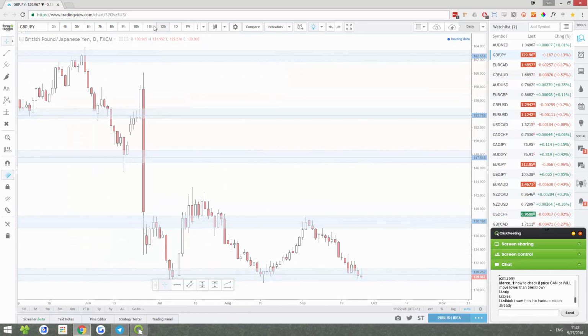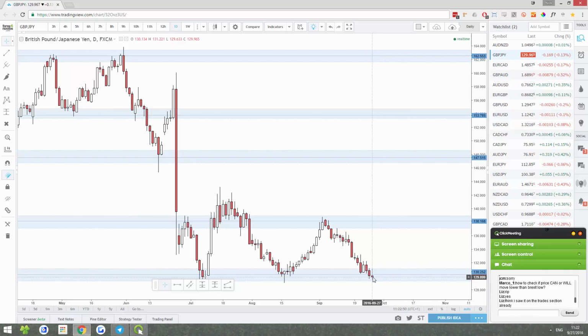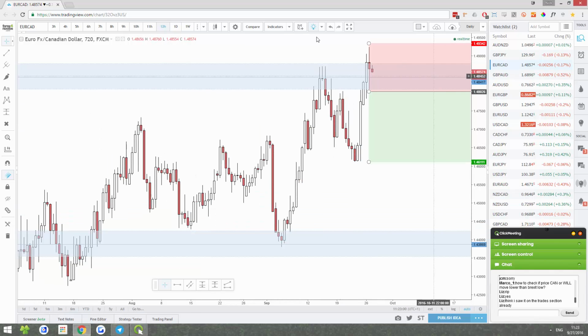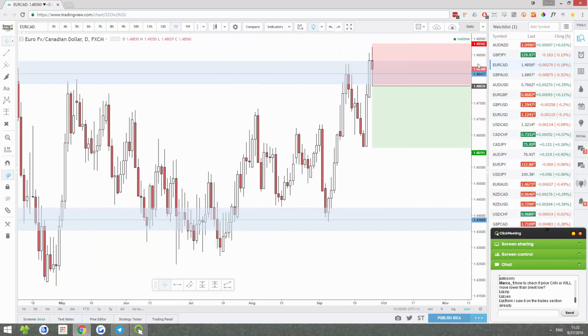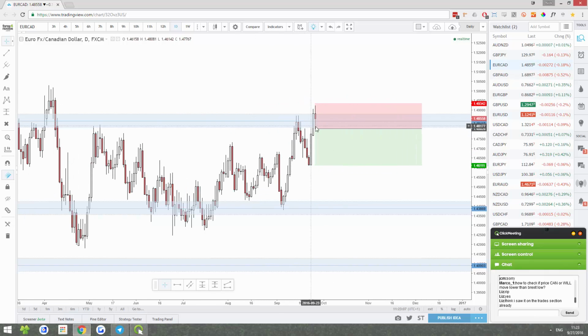GBP JPY. It doesn't look that great, but we do have indecision forming. So tomorrow's daily candle, if it starts pushing up, I might consider entering along here. Euro CAD, it doesn't look that great, but there might be potential for a retrace entry here. We do definitely have indecision. It's forming on resistance, so this could potentially be a decent setup. We'll just see how this one plays out.